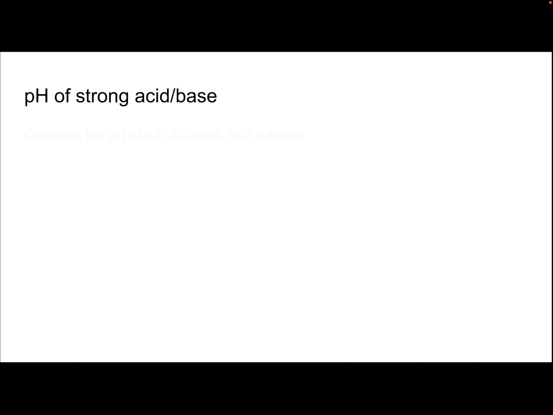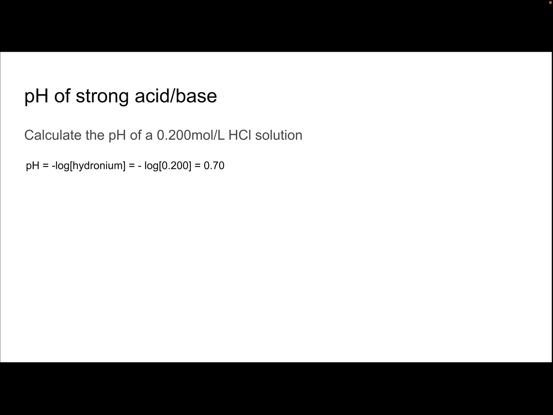Right, let's do a couple of examples. Calculate the pH of a 0.2 mole per liter HCl solution. Give yourself a couple of minutes to try this question. In this case, we know that HCl is going to dissociate to give us 1 mole of Cl- and 1 mole of hydronium ions. So the hydronium ion concentration is also 0.2 moles per liter. We can use pH equals negative log of the hydronium concentration, and that's going to give us a pH of 0.7.